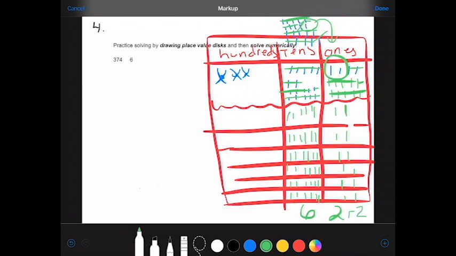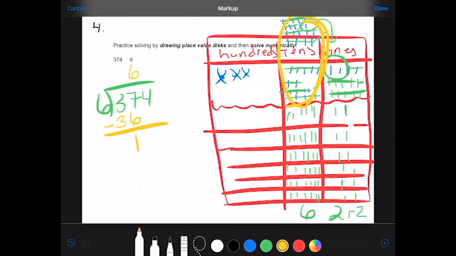But it says I also have to solve numerically. So I'm going to go ahead and solve it using long division. We have 37 divided by 6 because 3 doesn't work. So 37, which is the same number of discs that I had here in my tens place, were 37. So 37 divided by 6 equals 6, because 6 times 6 is 36. That's as close as I can get to 37. I subtract, I get 1, which is the 1 that I had left over up here that I had to decompose into the 1s column.